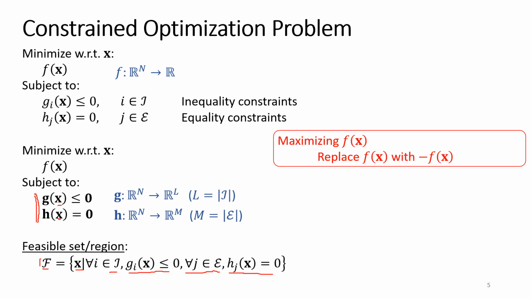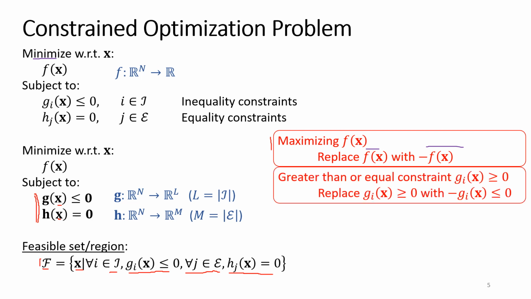Now, suppose the constrained optimization problem entails maximization instead of minimization. We replace f of x with negative f of x, so we can convert it to a minimization problem. Likewise, suppose we have a greater-than-or-equal constraint, g_i(x) greater than or equal to 0. Then we can replace it with negative g_i(x) less than or equal to 0 to convert it to this form.